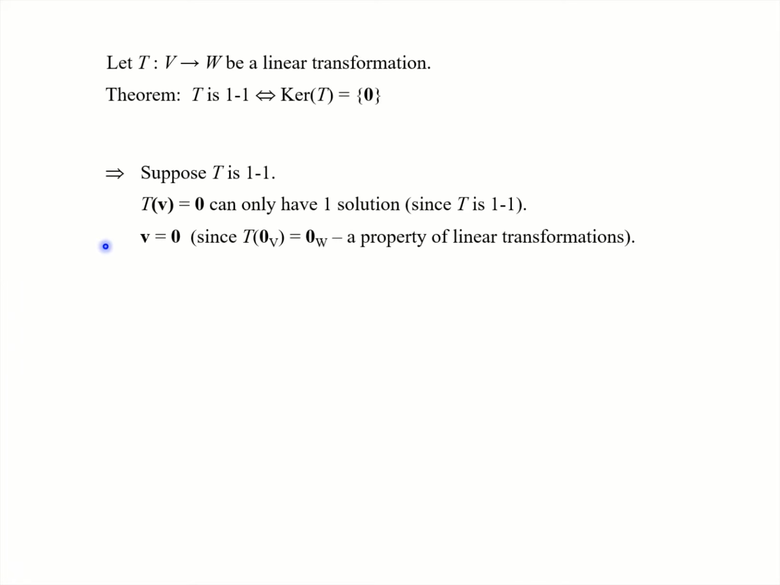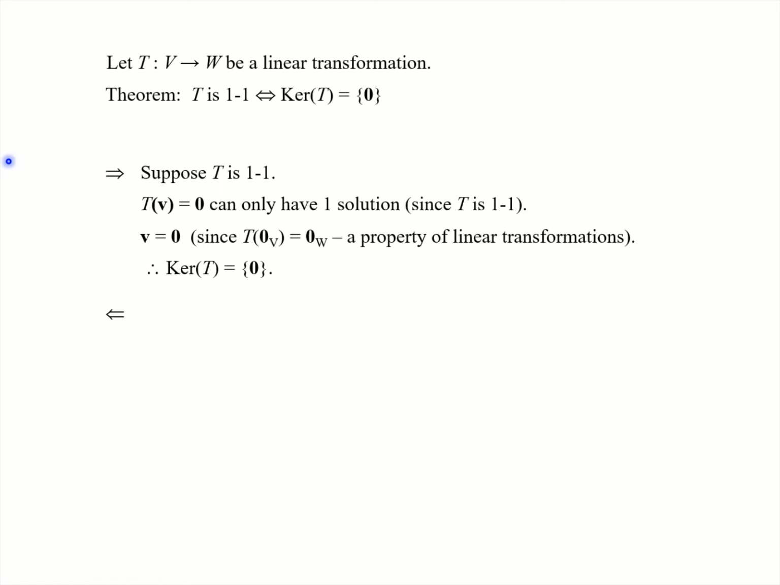Well, that vector has to be the zero vector, since we have a property of linear transformations that says the zero vector from V has to get mapped to the zero vector from W. So T of v equals zero can only have one solution. That means the kernel can only have one element in it, and the element has to be the zero vector. Therefore, the kernel equals the zero vector. Let's go ahead and do the proof the other way.